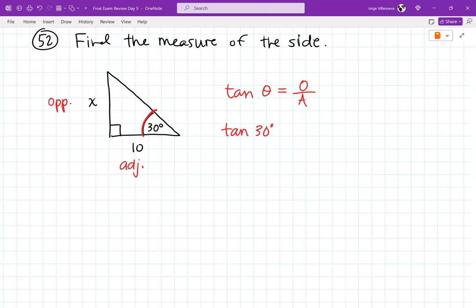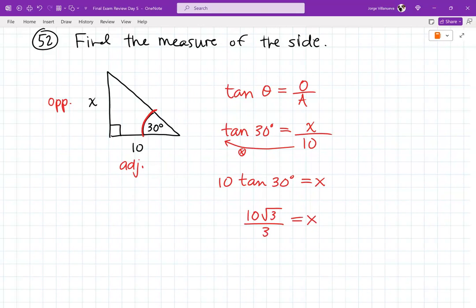Tangent of 30 degrees is equal to opposite x over adjacent, which is 10. So to solve for x, all I'm going to do is multiply by 10 to the other side. So 10 tangent of 30 degrees is x. And then at this point, I'm going to use a calculator. 10 tangent of 30 is equal to, now it gives it to me like this, 10 square root of 3 over 3. And if that's the option on the test, then great.